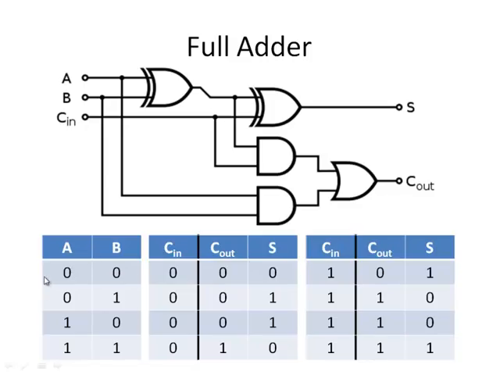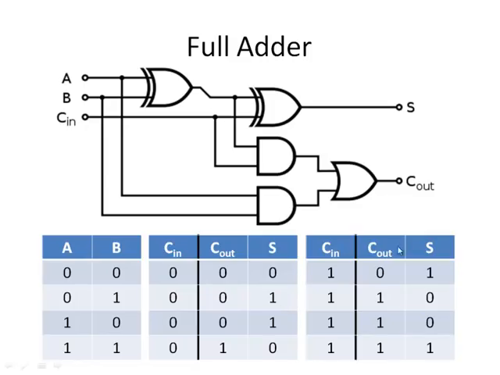I've split this up to make it a little easier to see. So we have the different possible inputs for A and B. For the range of inputs of A and B, if there is no carry-in value, so there's no value being carried in, 0 plus 0 plus 0, there's no carry-in, the result is a sum of 0 and a carry of 0. 0 plus 1 plus 0 is equal to 1. 1 plus 0 plus 0 is equal to 1. 1 plus 1 plus 0 is equal to 2. And again, we have the binary representation of 2 here.